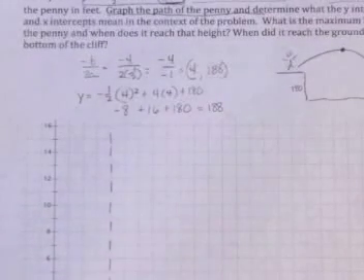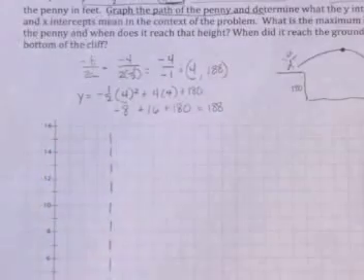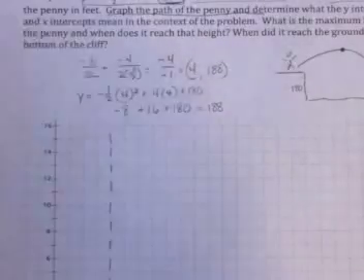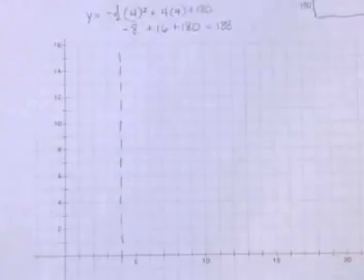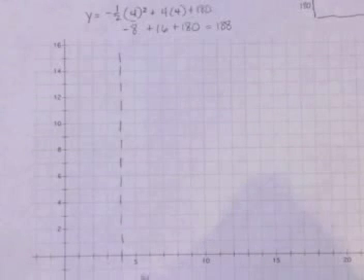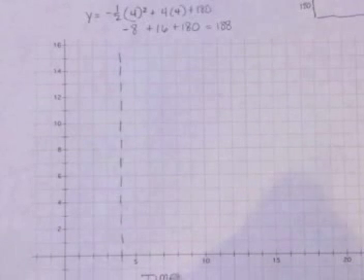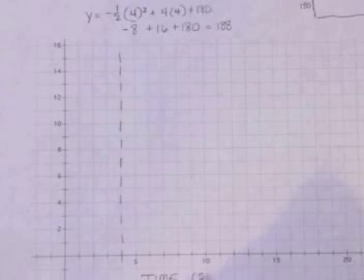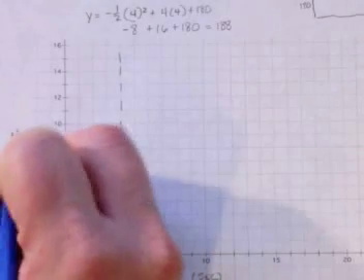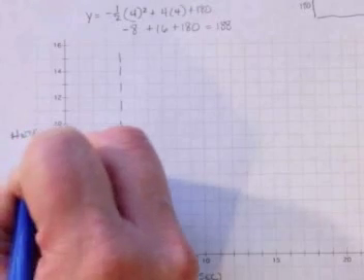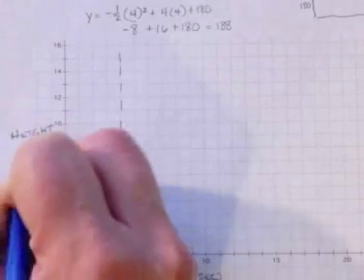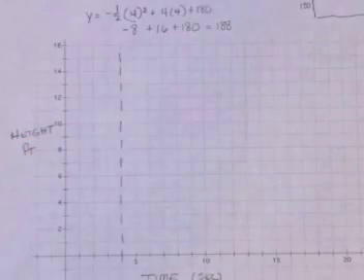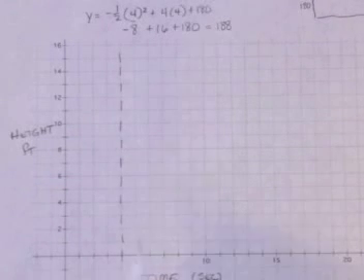So let's graph that. Now, one of the things I notice is I need to label my axes, and I need to indicate what kind of scale I have. So I'm graphing time in seconds on the x-axis, and I'm graphing height in feet on the y-axis. So I need to label those.